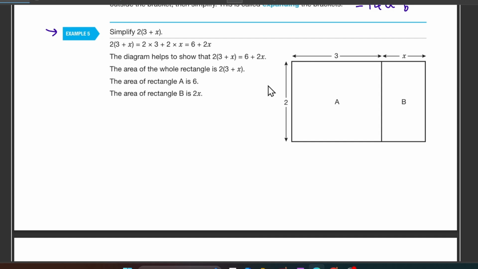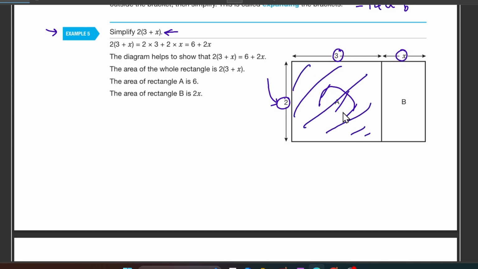So we can think of this as a rectangle, and we have to find the area of it. So this would be the area. The width is 2, the length is 3 plus x. If we want to find the area, we multiply these two, width and length. So we can divide the problem into two parts. First we find the area of this rectangle, and then we find the area of this rectangle.